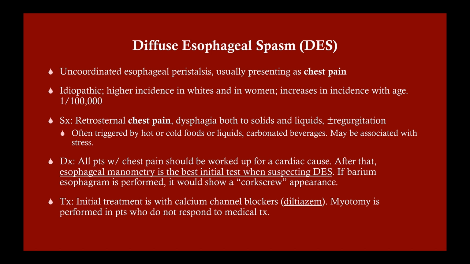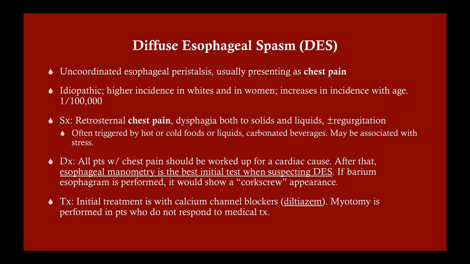It is idiopathic. There seems to be a higher incidence in whites and in women, and there's an increase in incidence with age, but it is pretty rare, 1 in 100,000. Symptoms include retrosternal chest pain, dysphagia both to solids and liquids, and there may be some regurgitation, but that's not very common. Often it's triggered by hot or cold foods or liquids, sometimes by carbonated beverages, and sometimes it can be associated with stress. Diagnosis: all patients with chest pain should be worked up for cardiac cause.